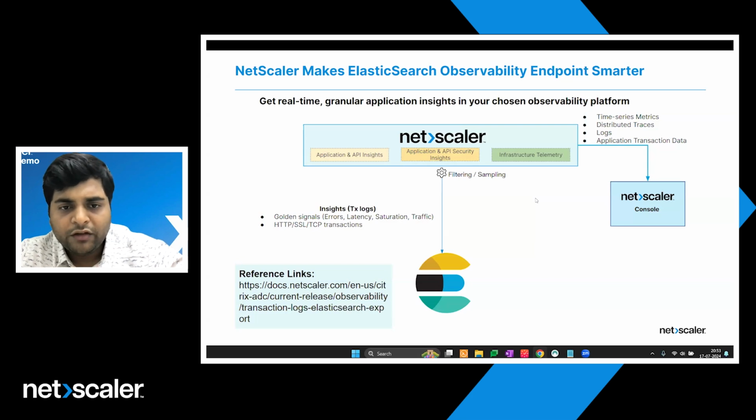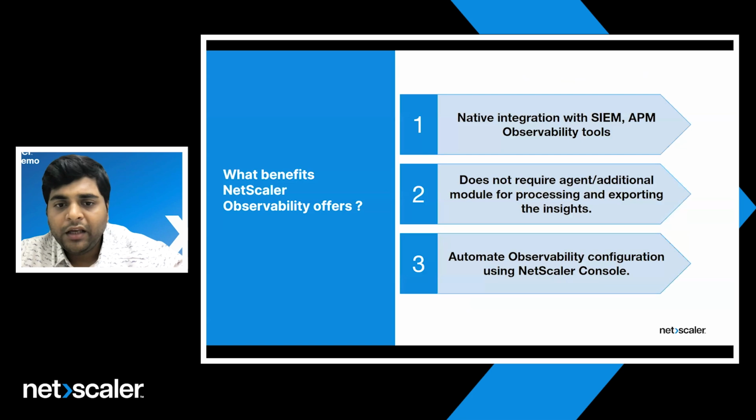Yes. Just to summarize, we have an integration with Elasticsearch where NetScaler is able to send the transaction records directly from NetScaler, and we do support filtering so that we send the optimal data which is meaningful for you. In the next slide, I will be talking about the benefits. Why should you care about NetScaler observability? There are multiple advantages that we offer. The top three are, first, the native integration with the observability tools, which I was explaining earlier.